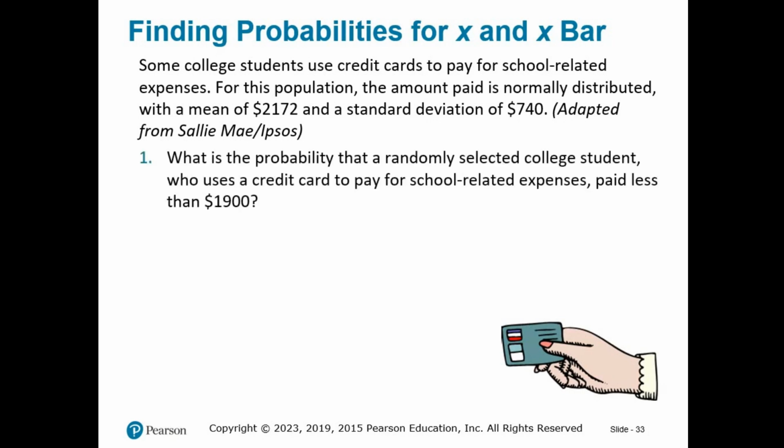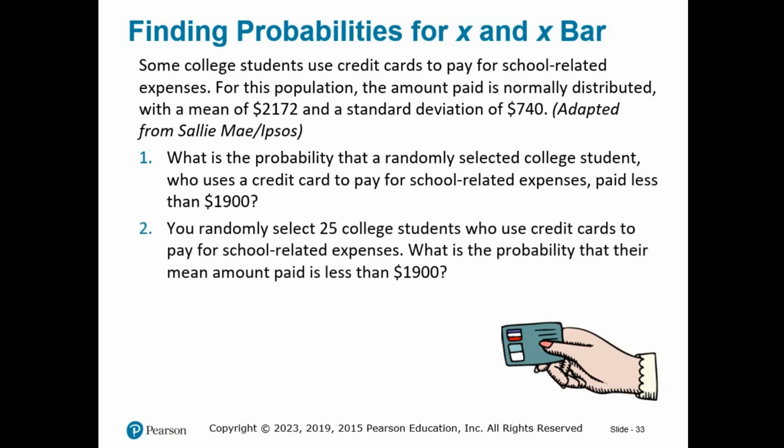What is the probability that a randomly selected college student who uses a credit card to pay for school-related expenses paid less than $1,900? Number 2, you randomly select 25 college students who use credit cards to pay for school-related expenses. What is the probability that their mean amount paid is less than $1,900? And then compare the probabilities from parts 1 and 2.